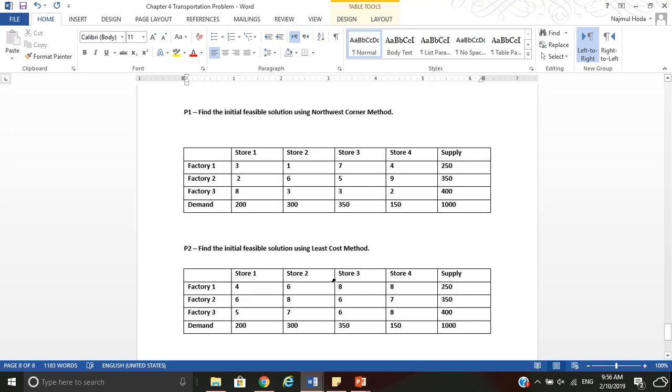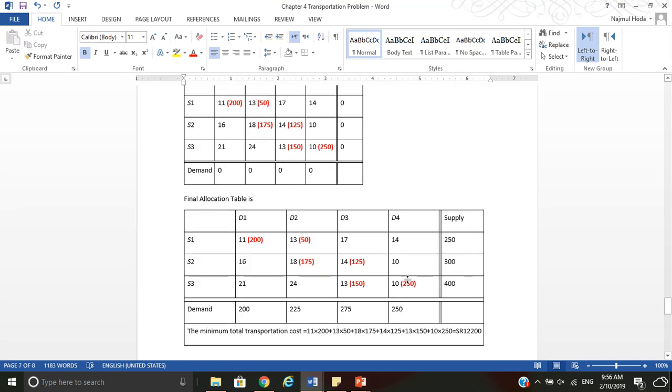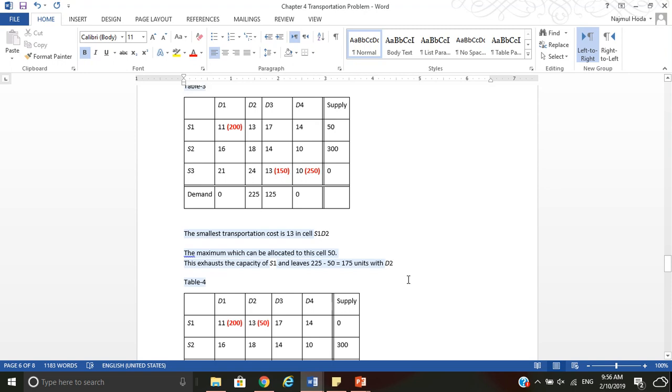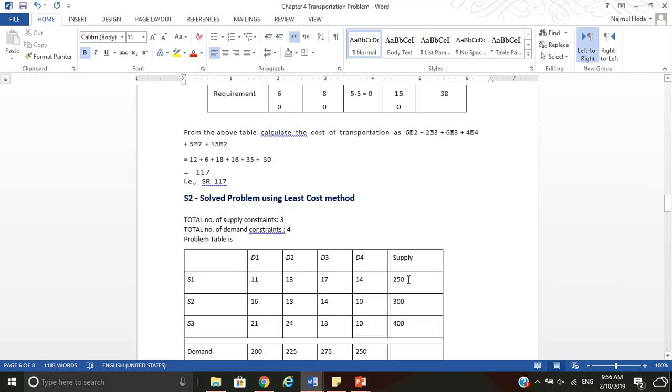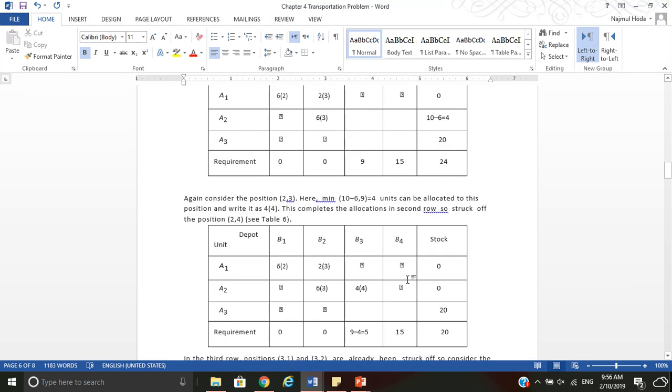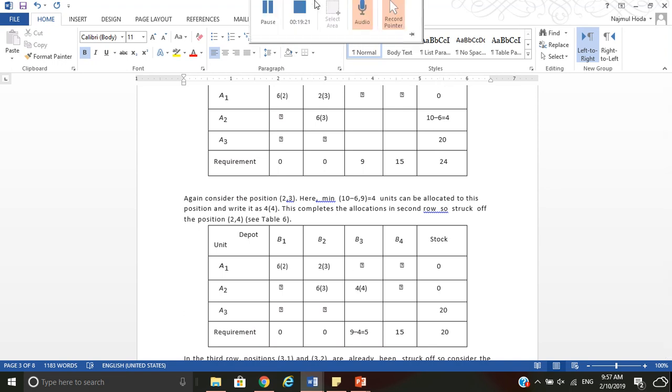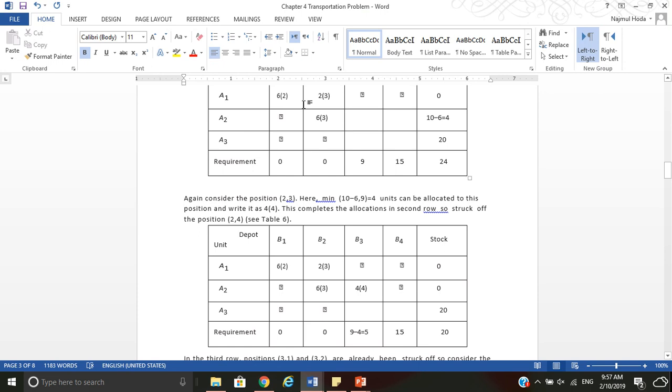And there are two problems which you have to solve, one using the northwest, the other using the least cost method. So this is a very simple method to solve transportation problems, and it helps the managers a lot in saving time and also reducing the cost of transportation. So that is it for this method.